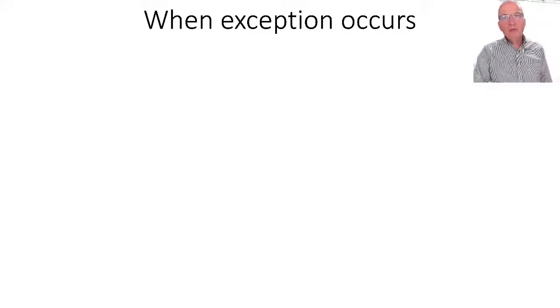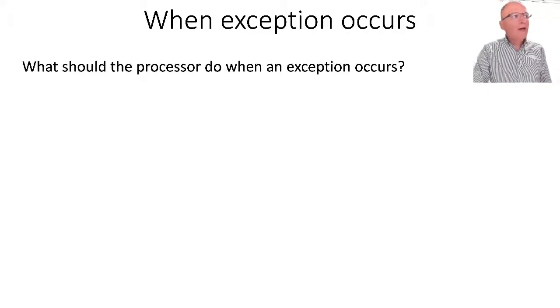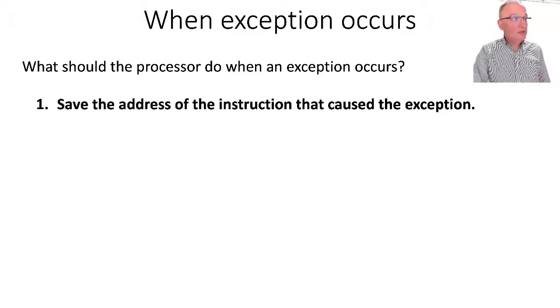So when do exceptions occur when a program is running? And when the exception does occur, what should the processor do? What should the processor do when an exception starts? Well, the first thing that it has to do, it needs to know where it was in the execution of the program. So it must take the address of the instruction that caused the exception and must record it somewhere, in case I need to report that this error was caused by this instruction, or in case I need to come back and continue the execution of the program.